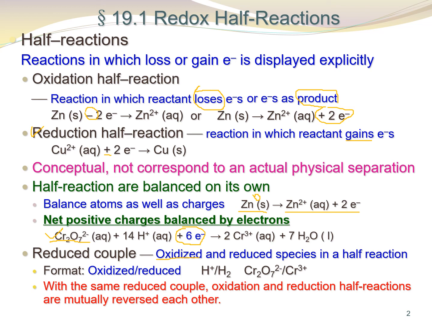One last thing I'd like to point out about a half reaction is that with the same redox couple, for example zinc, right? We have zinc and zinc 2 plus for the same redox couple. The oxidation and reduction half reactions are the reverse of each other. Here we have the oxidation half reaction on zinc because 2 electrons are on the product side.